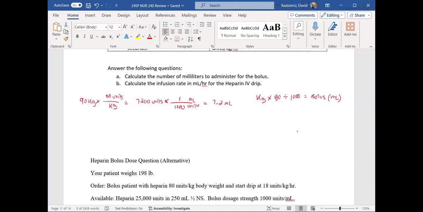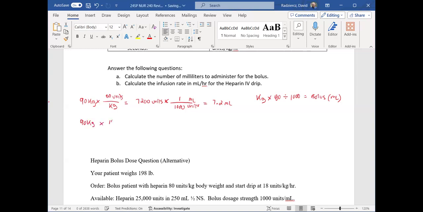This is the more nuanced way of doing dimensional analysis, just in case they change the numbers, but they haven't over the years, and I don't anticipate that. So that was for A. For B, same patient, same weight.